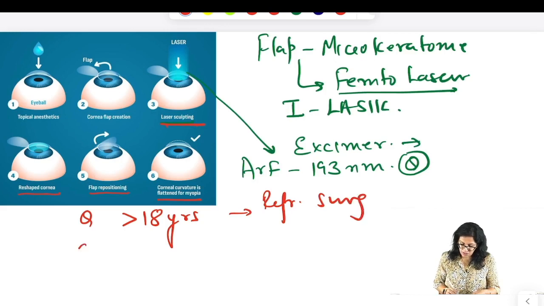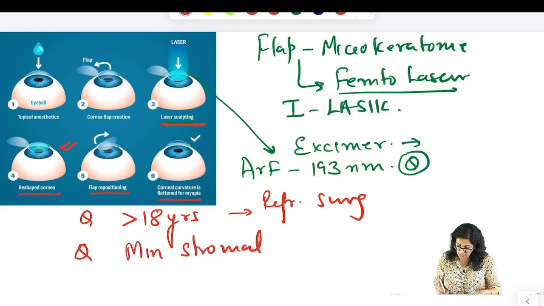The next question is, when you are raising the flap and you've sculpted, you are left with some corneal stroma after the sculpting. That is called the stromal bed. So what should be the minimum stromal bed thickness so that this patient doesn't land up in an ectatic complication? Because if there is too much thinning of the cornea, it can lead to ectasia. So you will say the minimum stromal bed thickness required should be 270 micron.